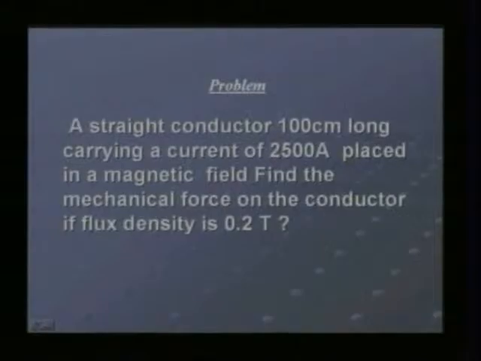Up to now, we have discussed theoretical concepts of electromagnetism. Now, we will observe some of the problems based on the formulas derived. Consider a problem: a straight conductor of 100 centimeter length carrying a current of 2500 amperes is placed in a magnetic field. Find the mechanical force on the conductor if flux density is 0.2 Tesla.